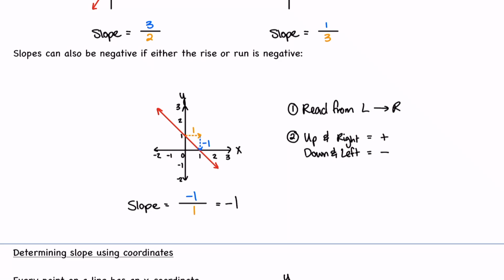So if we look at our 2 points over here, our run is positive because we're going 1 to the right and right is positive. But our rise is negative because we're going 1 down and down is negative. So if we do our rise over run, we get -1 divided by +1, which gives us a slope of -1.